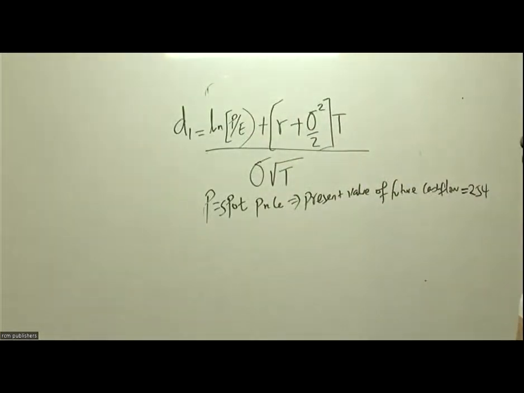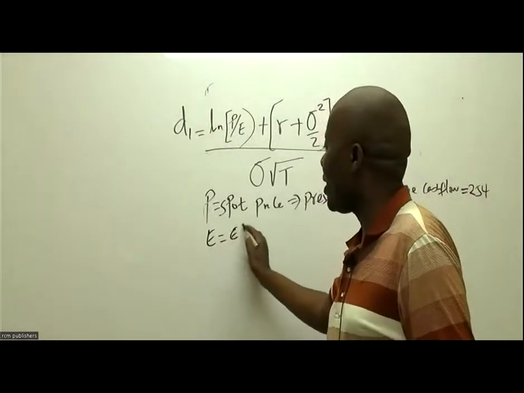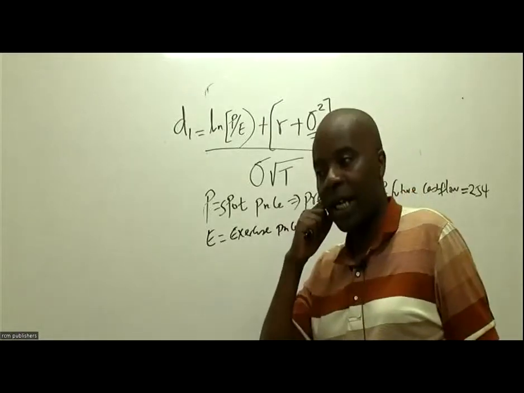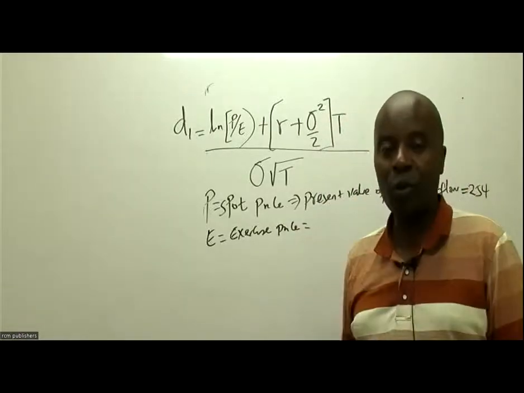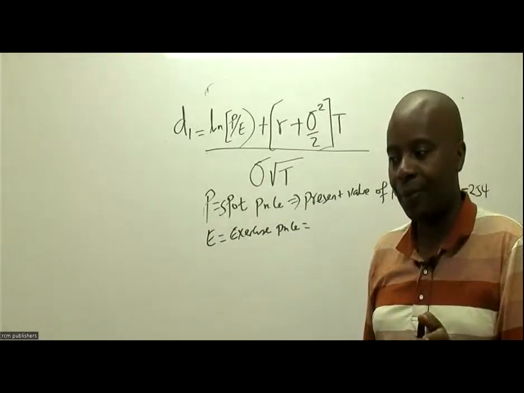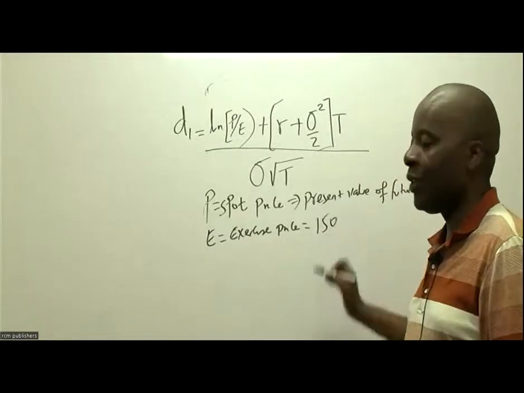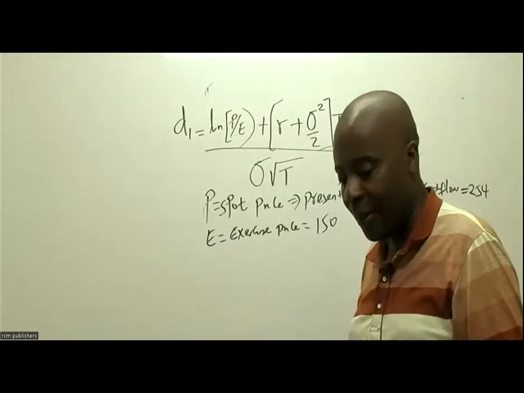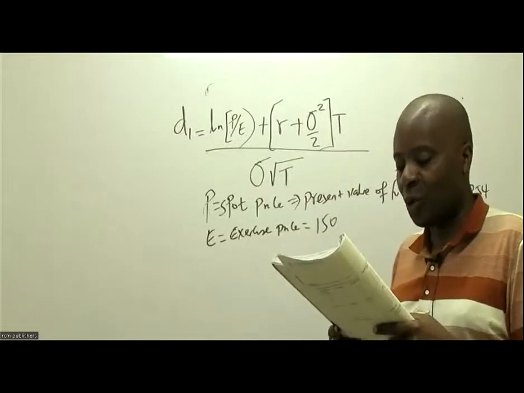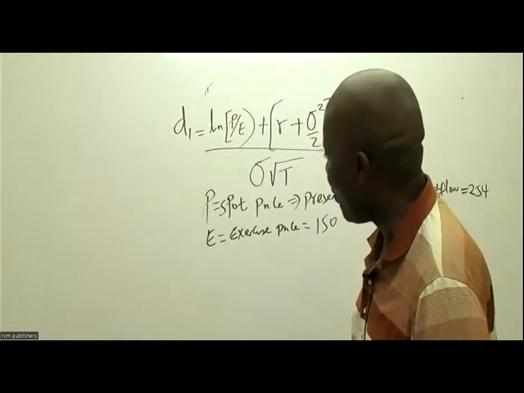Now, ladies and gentlemen, that is P. Then we have E. E is the exercise price. When we decide to exercise this option, when we abandon, what shall we do? We shall receive 150 million. Planet Limited has the option to abandon the project anytime in the next 5 years for 150. If we exercise the right, we get 150.